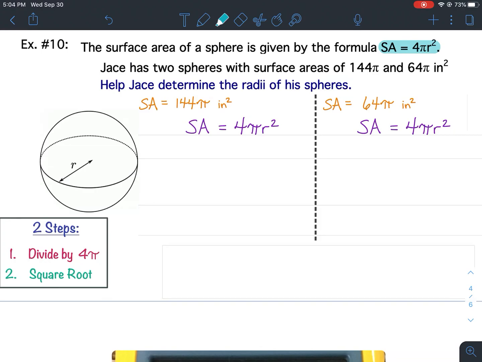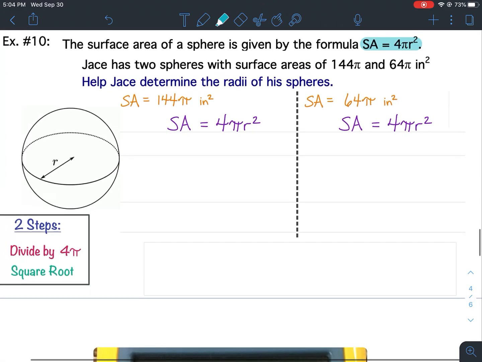So what I would like you to do is take the space that you're going to work in and draw a line down the middle of it. I drew a dotted line, you could draw a squiggly line, whatever you want to separate the space. Make sure you don't draw the line the whole way to the end so we can write our answer at the bottom. Because there's two separate problems here, we're going to do the one with a surface area of 144 pi inches squared, and then the other one of 64 pi inches squared.